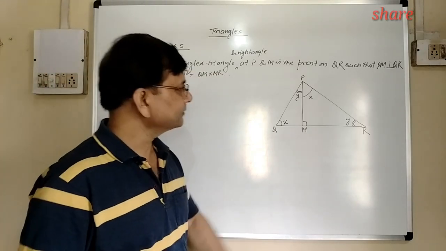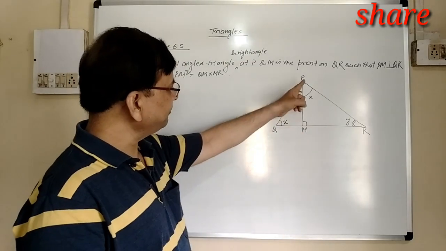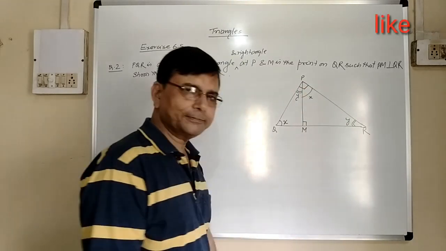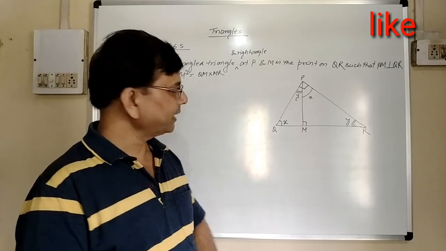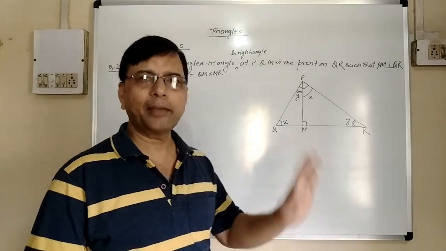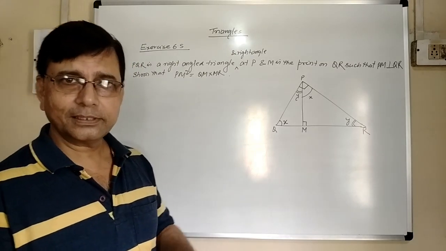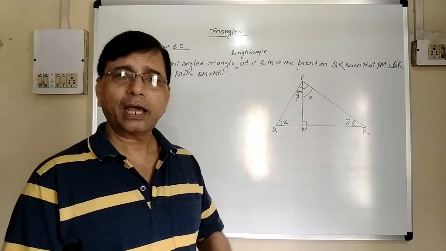What is given? PQR is a right angle triangle. At P it is 90 degrees, meaning this angle is 90 degrees. From P a perpendicular is dropped on QR and this point is M. This much is given.